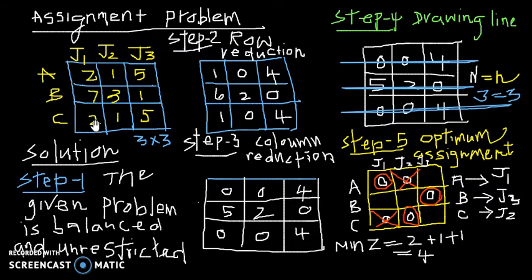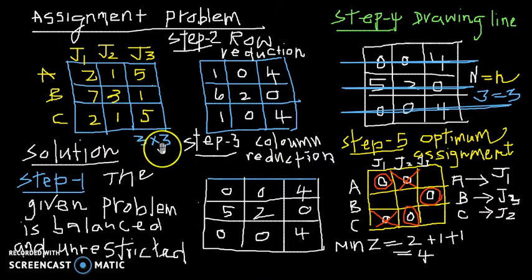In assignment problems, our aim is to find out which person should be assigned to which job, so that our total assignment cost is minimum. That is optimum, minimum among minimum. That's our aim here.